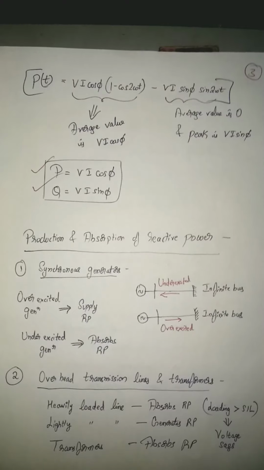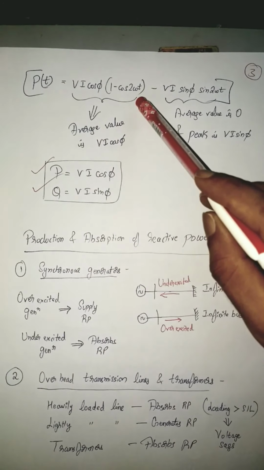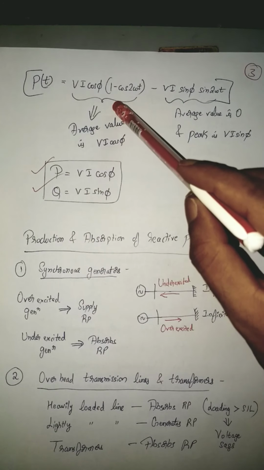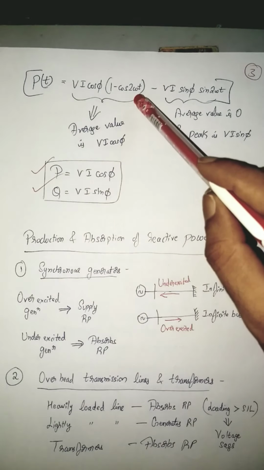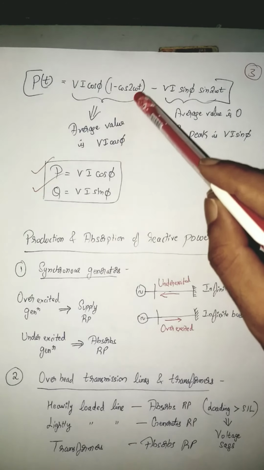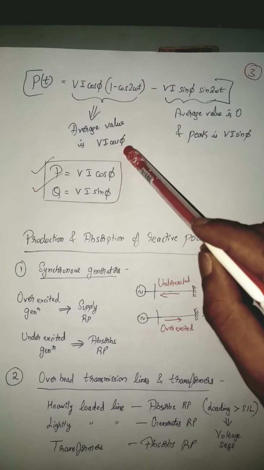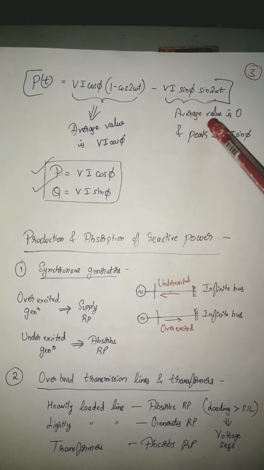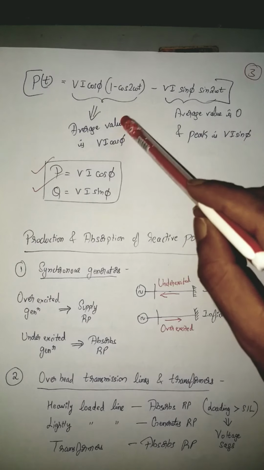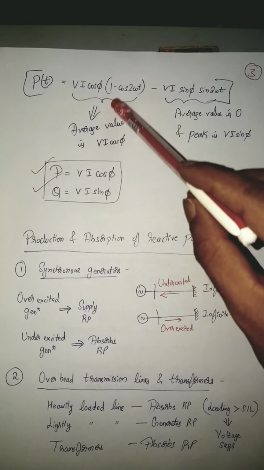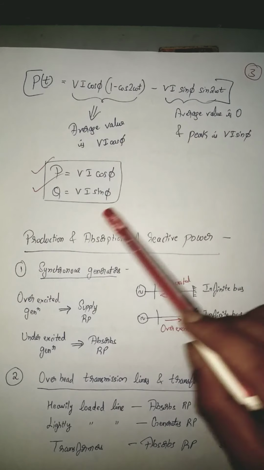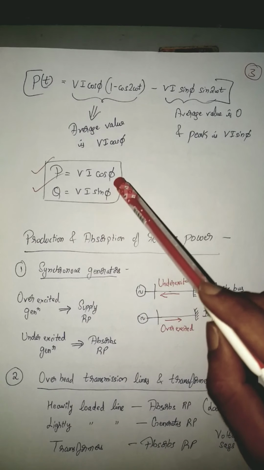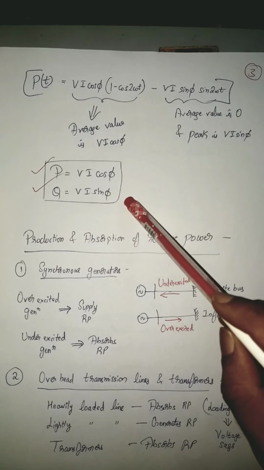So in this particular formula, if you try to consider the average value in the first expression, the average value will be VI cos phi. It is actually swinging with twice the frequency, and if you take the average, it will be VI cos phi. And here, since it is a sinusoidal component, average value is 0, and you'll be getting the peak value, which is VI sin phi. So this average value in the first component is nothing but active power P, VI cos phi, and whatever peak value you are getting is VI sin phi. So this is how we have got the expressions for active power and reactive power.